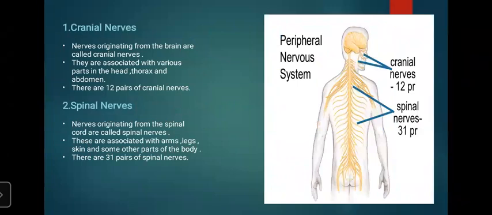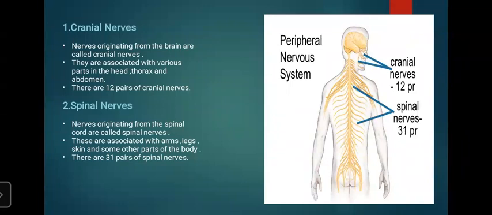Cranial nerves means what? Nerves originating from the brain are called cranial nerves and they are associated with the various parts in head, thorax and abdomen. So there are 12 pairs of cranial nerves. Okay, so understood, nerves originating from the brain are called cranial nerves. They are associated with various parts in the head, thorax and abdomen. There are 12 pairs of cranial nerves.